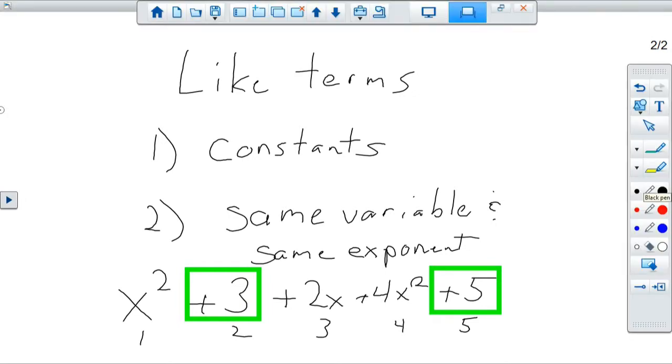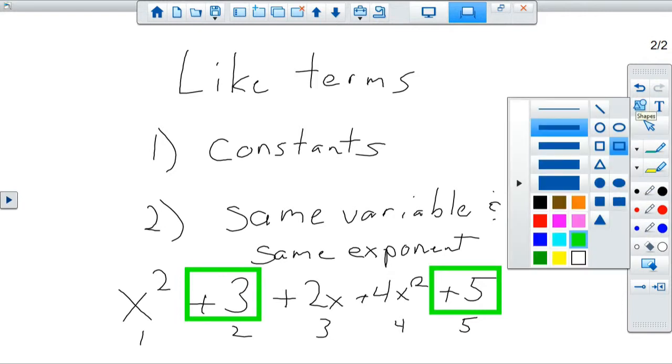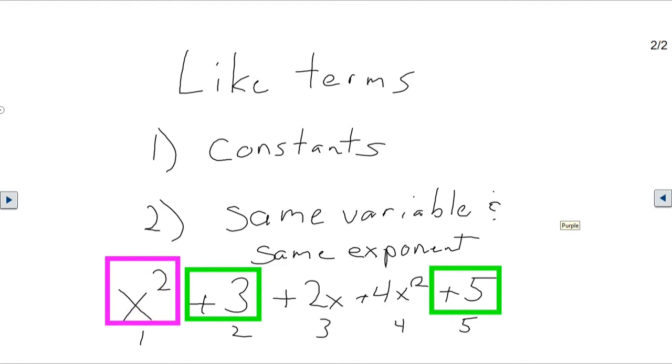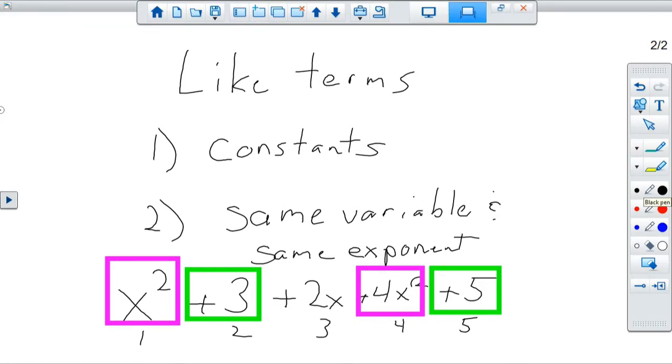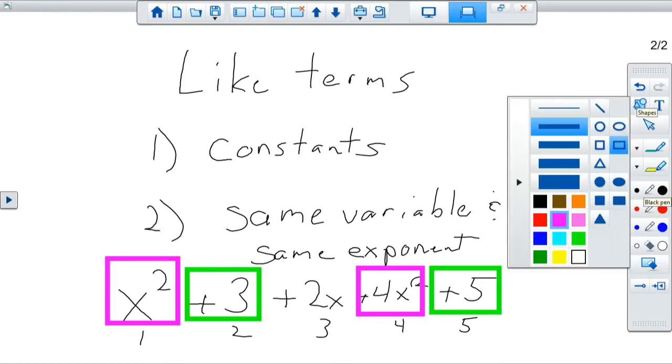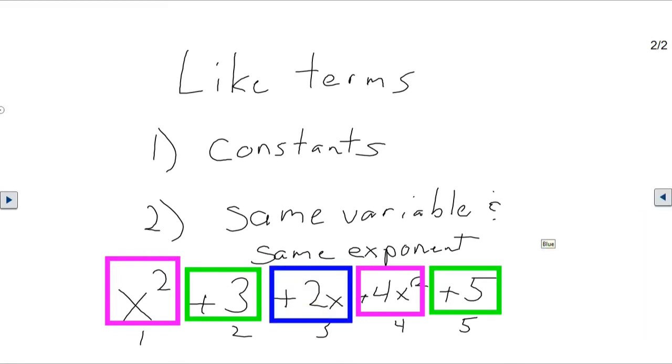The second rule is same variable and same exponent. As I look at that, I've got an x squared. Do I have any other x's with a squared on it, or to the second power? Well, that's a 2x. I can't combine those because it doesn't have the same exponent. The next term, however, does: 4x squared. So those two we can combine together, and then 2x can't really combine with anything. In this case, it's just a single term. It doesn't have any like terms that we can combine.